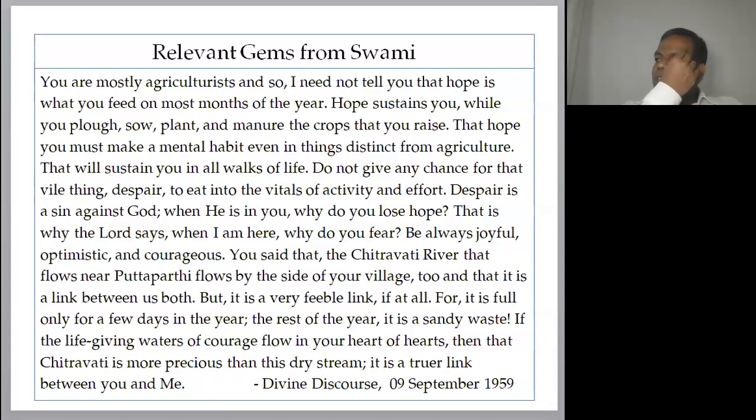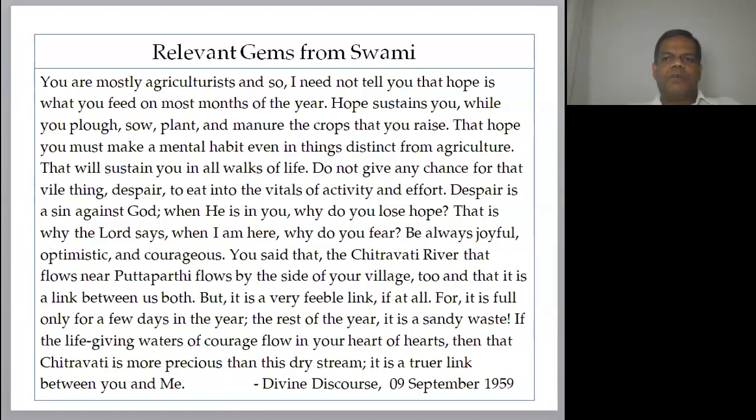So Swami is also giving another link to Chitravati. That is hope, the flow of hope in ourselves, that optimism. That is the link between us and the Lord. We should never despair. We should never sorrow. We should not fear. So all that is described by the word Chitravati, that only in such type of Chitta, by that side the Lord resides, and that's where the light of the Lord will spread in our heart.